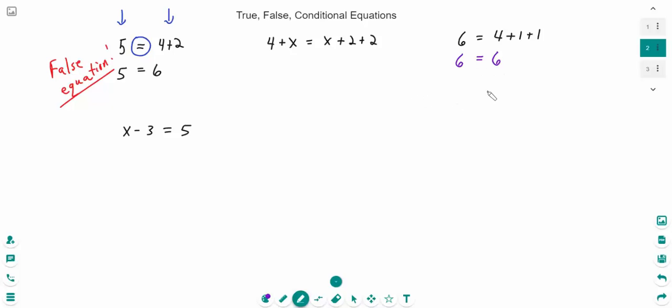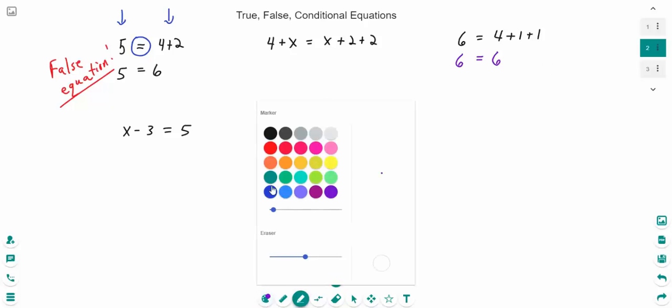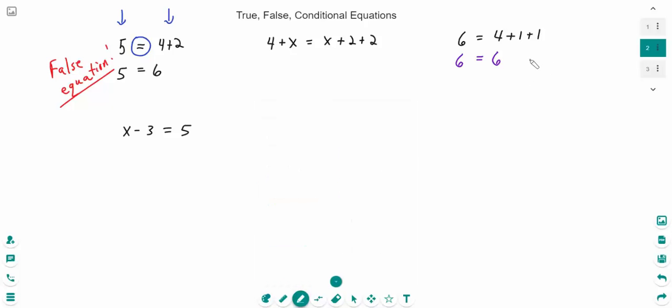They are equivalent. So this would be what we call, and let's actually go in green here, a true equation. Okay? A true equation. Yay. That's the kind we like. A true equation. Those are the ones that we look at and we go, yeah, that makes sense. 6 does equal 6. They are the same. So that is a true equation.